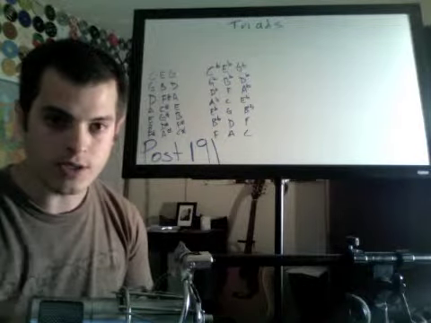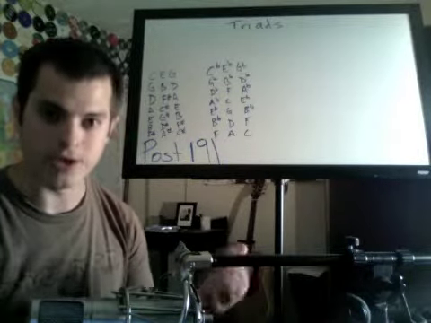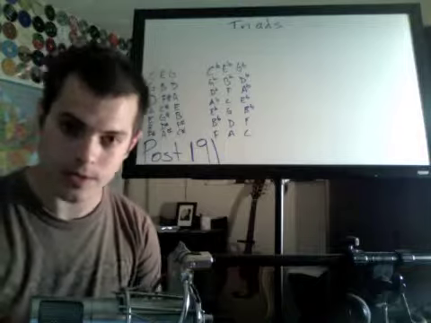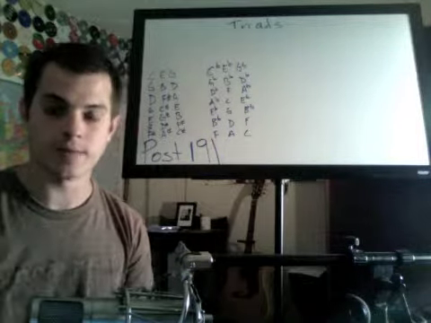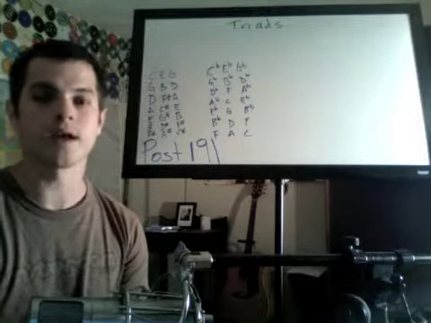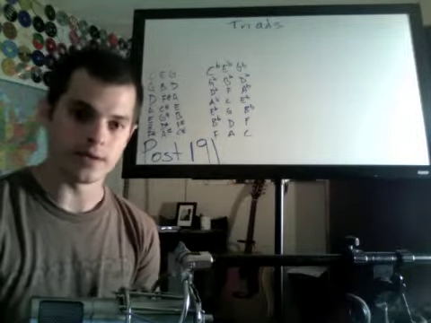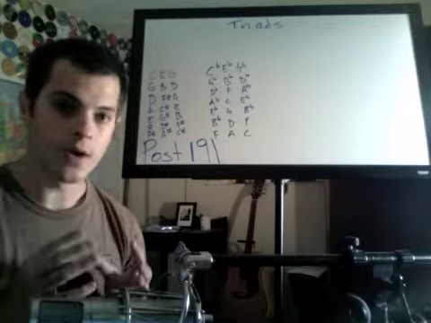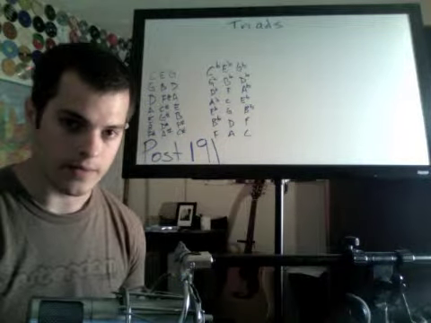Go C, E, G; G, B, D; D, F sharp, A; A, C sharp, E; E, G sharp, B; B, D sharp, F sharp; F sharp, A sharp, C sharp; C flat, A flat, G flat; G flat, B flat, D flat; D flat, F, A flat; C, E flat, G; B flat, D, F; F, A, C, okay? Now those are all the triads that we got.